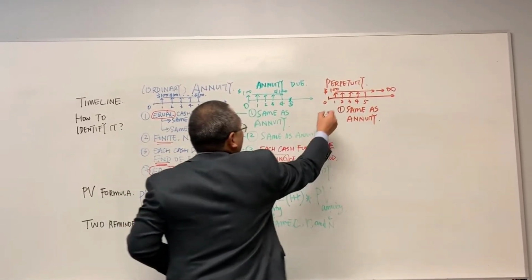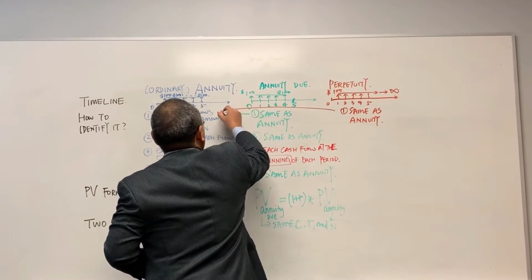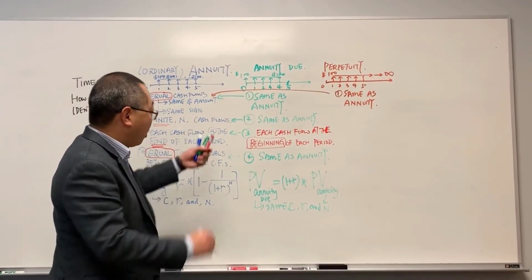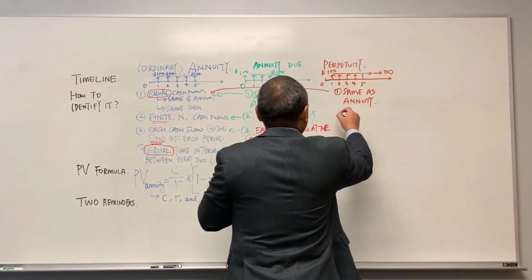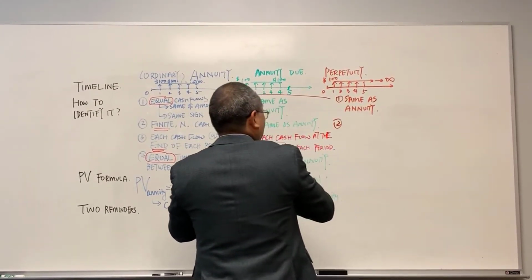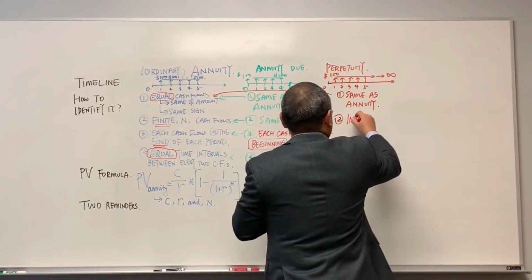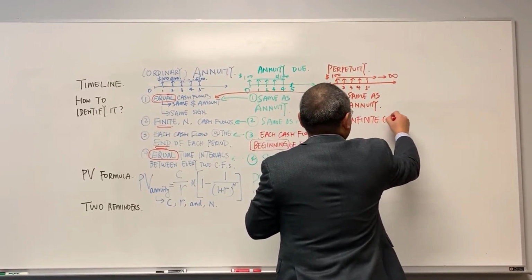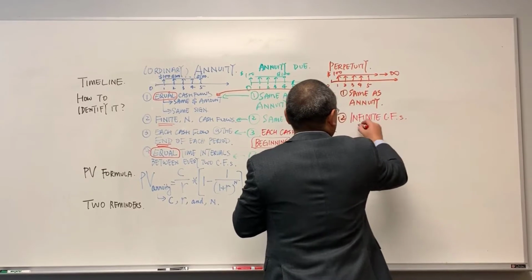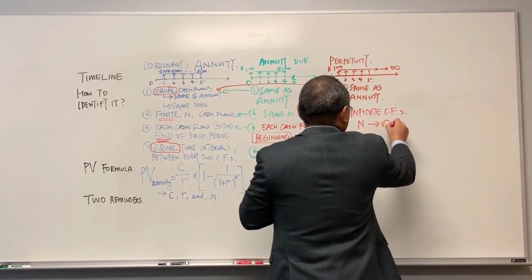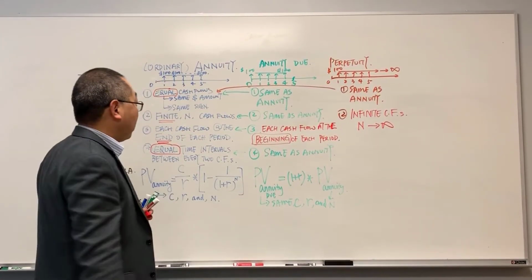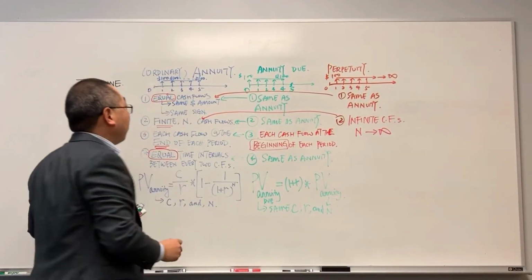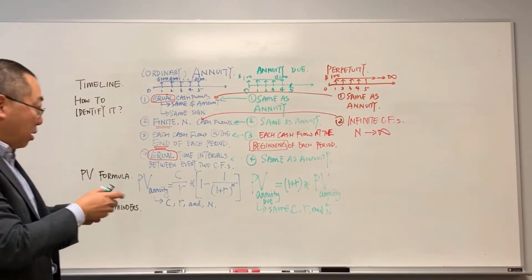Number one, same as annuity. So still compare with annuity: finite and equal cash flows. Number two, infinite cash flows, which means n is going to be infinity. Okay, so this is different from annuity.